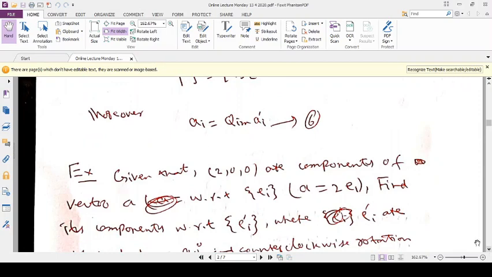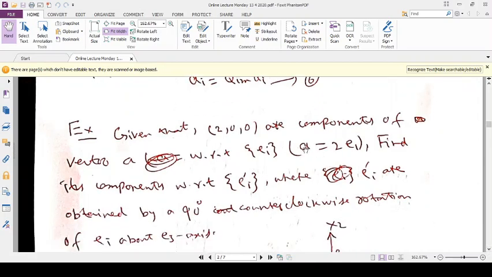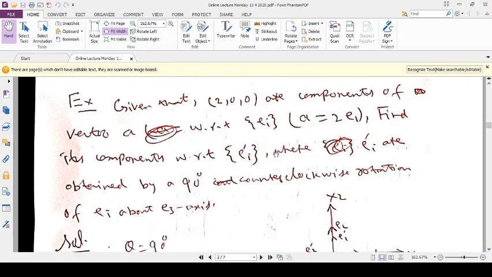Suppose that you have vector A, and with respect to basis ei, its components are 2 0 0, and you can write it simply as A is equal to 2 e1. Now you are asked to find components of this vector A with respect to basis ei dash, and ei dash are given. How can we obtain ei dash? That ei dash are obtained by a 90-degree counterclockwise rotation of ei about the e3 axis.